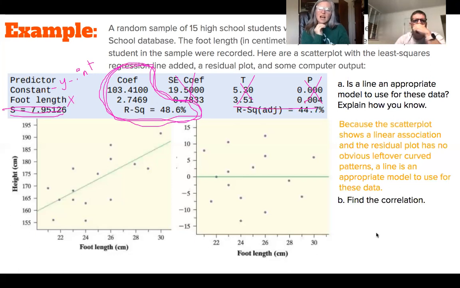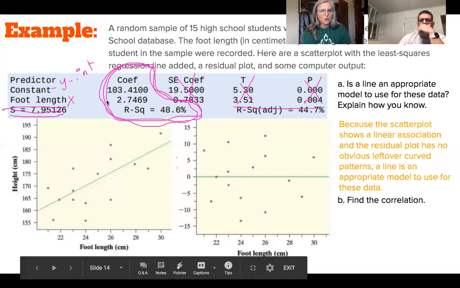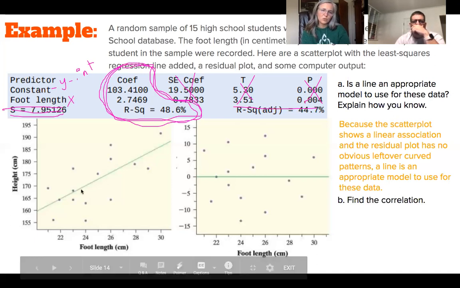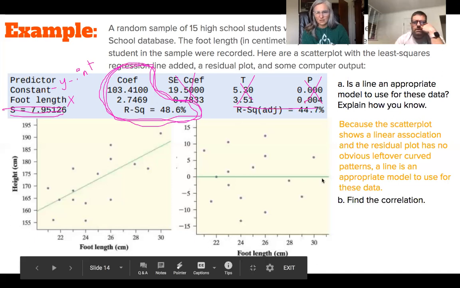So it says, is a line an appropriate model? Our line would be 103.4 plus 2.74X. Is it appropriate? Well, if you look at the residual plot, they sure appear scattered. There seems to be no pattern there. So based on this graph, I'm feeling it. It looks random, nice and random.